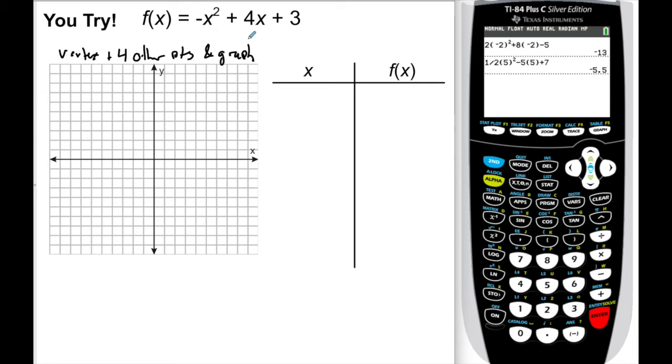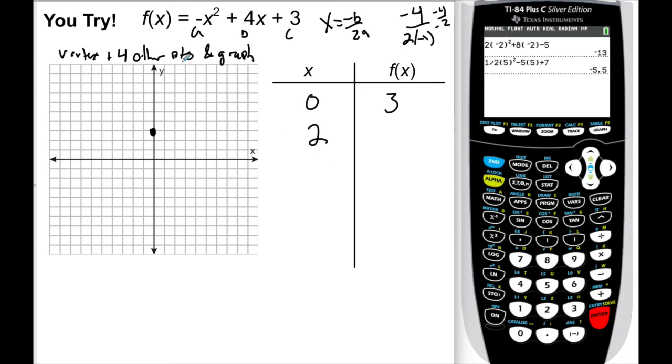All right, so here we go. First, let's get our easiest point. 0, 3. Now, let's do our vertex. So we have x equals what? Negative b over 2a. So it's negative 4, because that's a positive, over 2 times negative 1. Right? Negative 1 is our a. So it's negative 4 over negative 2. So it is 2. Okay?